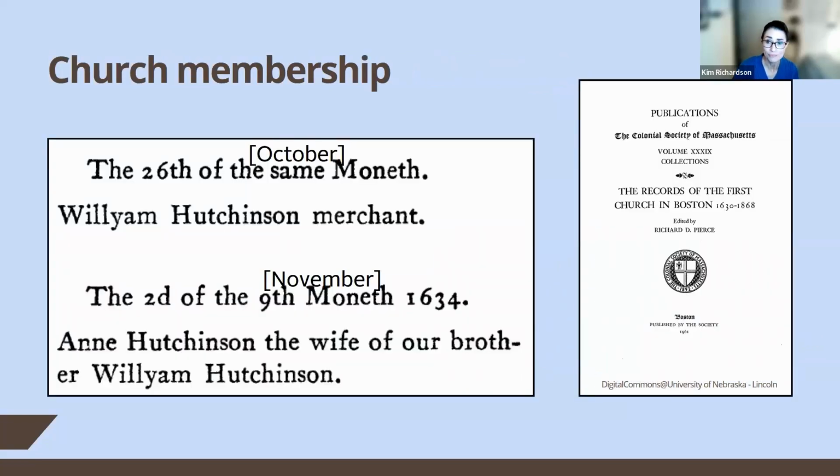So the church then has to admit the Hutchinsons to membership for them to be able to participate in the community. Remember, you had to be a member of the church to be a full citizen. And so they examined William in October and they admitted him. He was fine. But this report about Anne had them a little concerned. And so they took their time looking at her and talking to her and questioning her. And so she was admitted a little bit later.